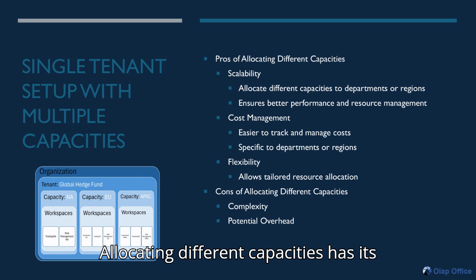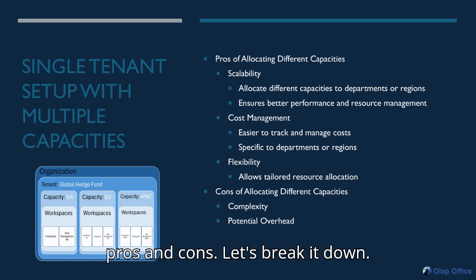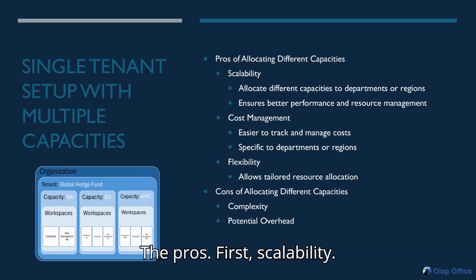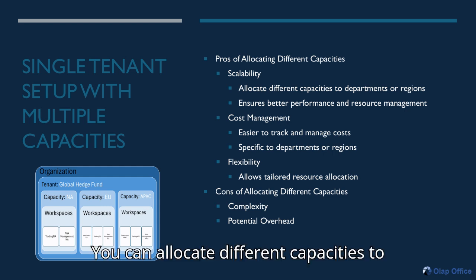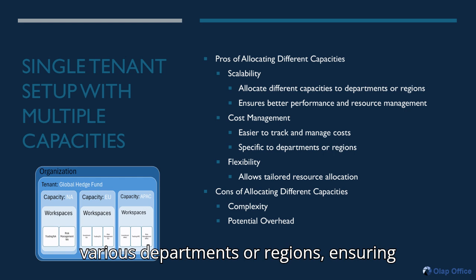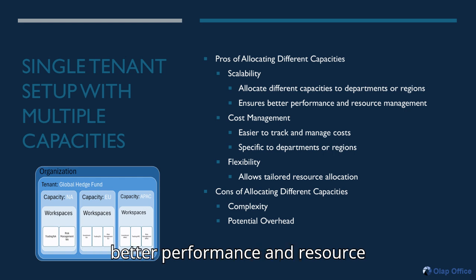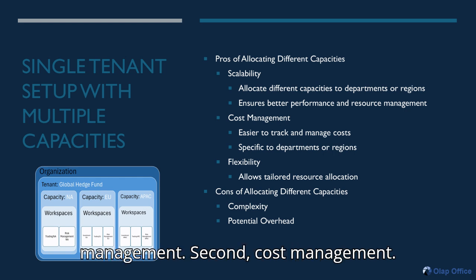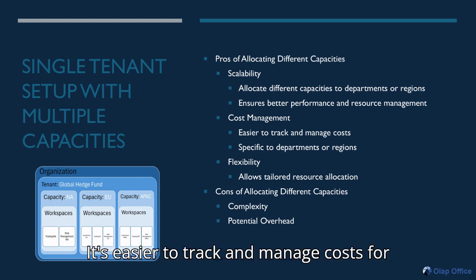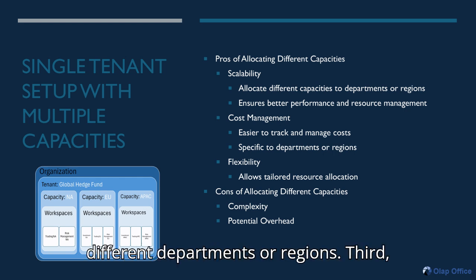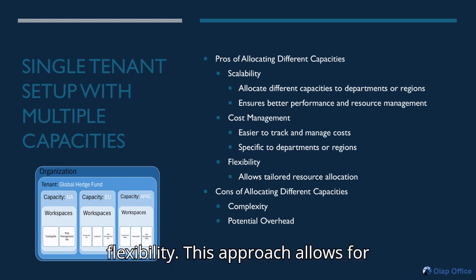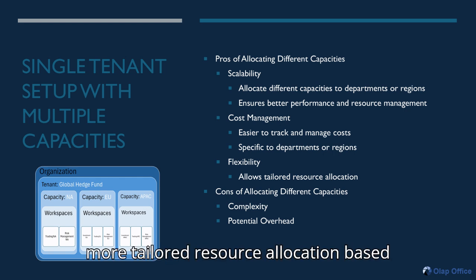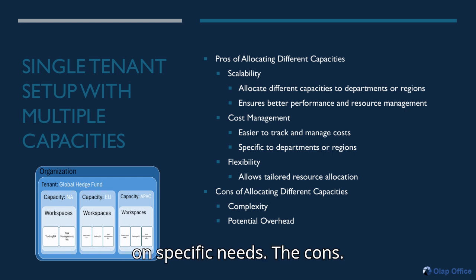Allocating different capacities has its pros and cons. Let's break it down. The pros. First, scalability. You can allocate different capacities to various departments or regions, ensuring better performance and resource management. Second, cost management. It's easier to track and manage costs for different departments or regions. Third, flexibility. This approach allows for more tailored resource allocation based on specific needs.